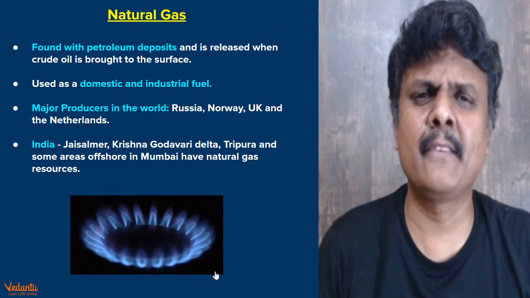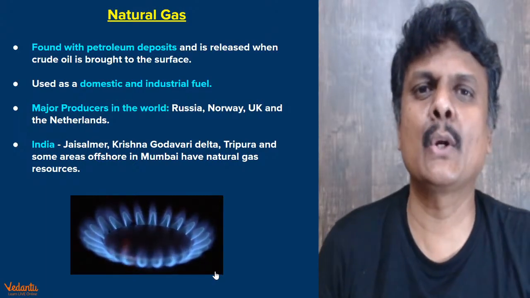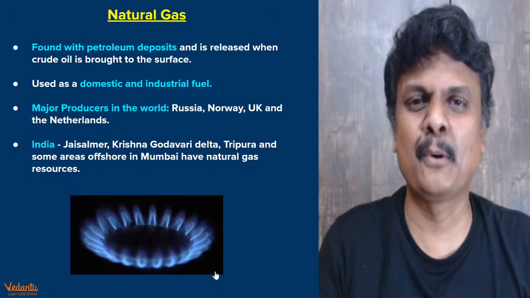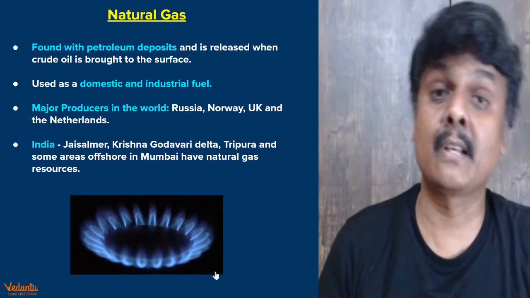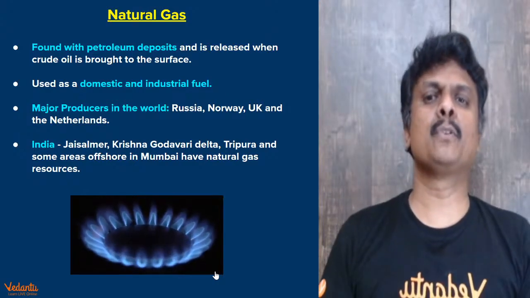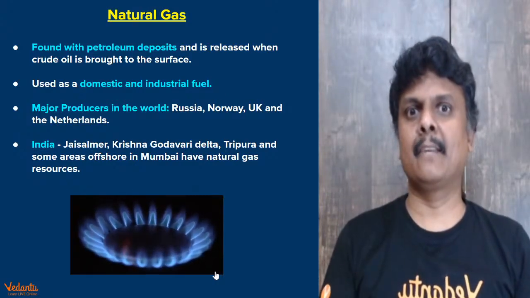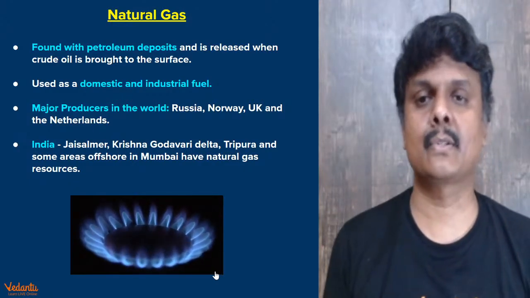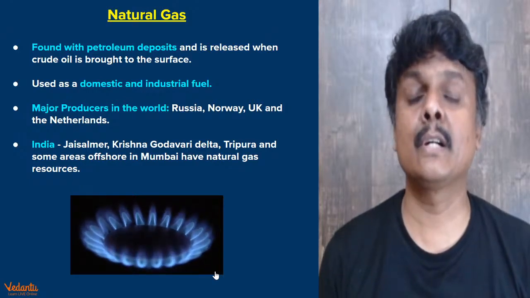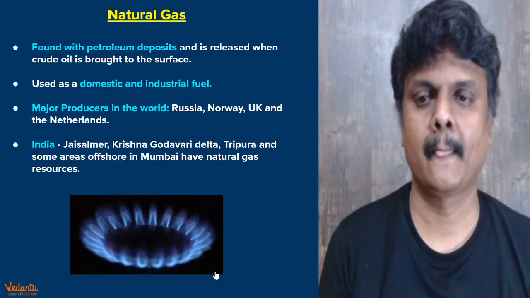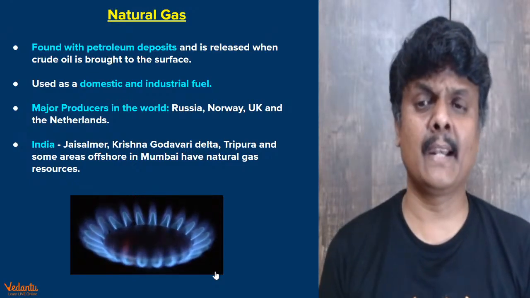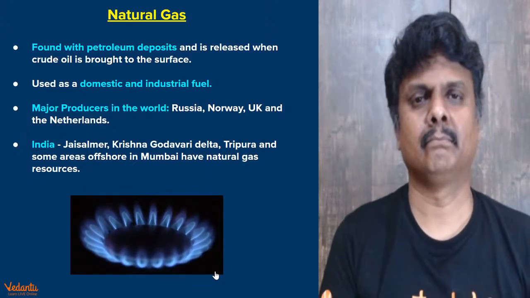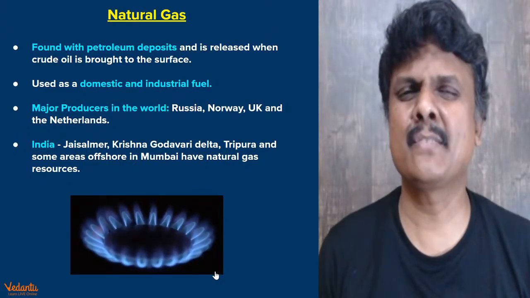And typically in CNG, we call it CNG, right? Compressed natural gas. It is a form of natural gas, simple. We use it every day in our kitchen, right? Your mom uses it. It's a domestic as well as industrial fuel. Now, major producers in the world, guys, I want you to remember all these things. I know I'm giving you a lot of countries to remember, but it's important that you remember. Russia, Norway, UK and Netherlands. They are largest producers, major producers of natural gas. In India, we have the Krishna Godavari Delta, Jaisalmer, Tripura and Mumbai. But again, the volume of the natural gas we get is very less.